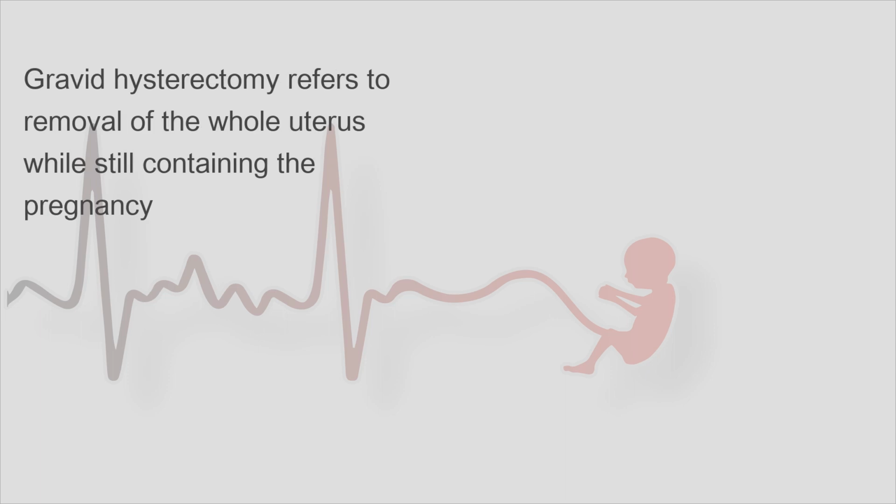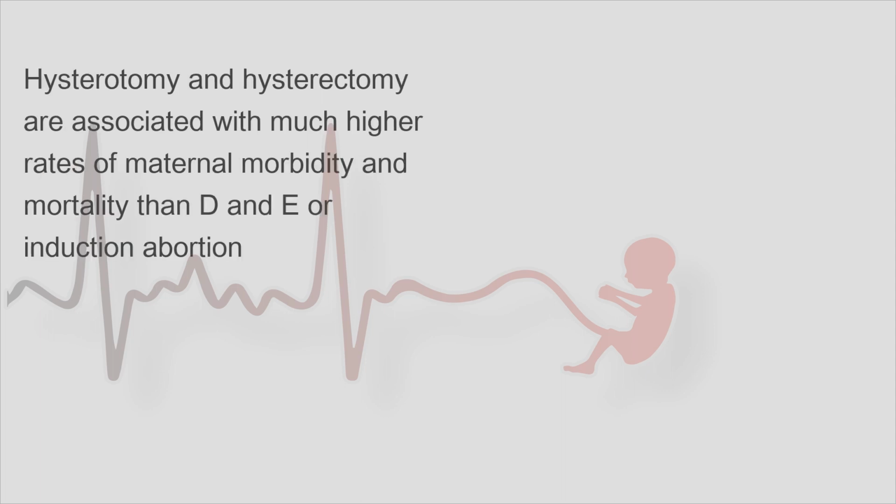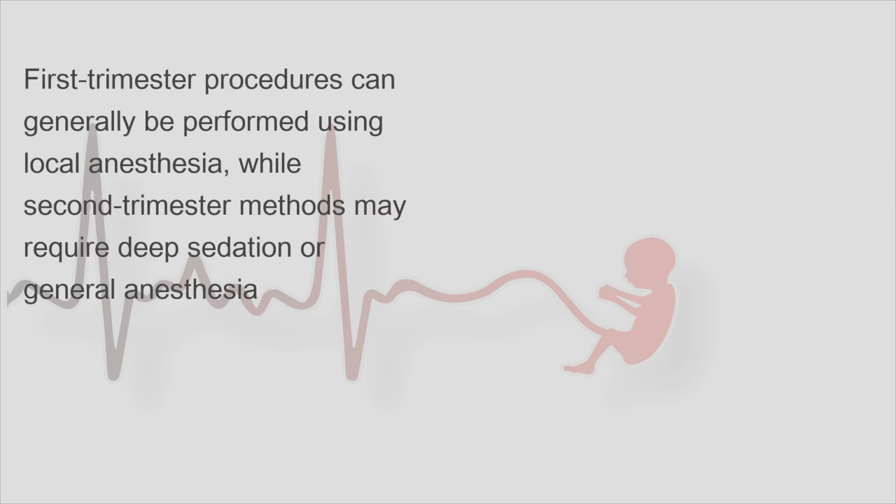Gravid hysterectomy refers to removal of the whole uterus while still containing the pregnancy. Hysterotomy and hysterectomy are associated with much higher rates of maternal morbidity and mortality than D&E or induction abortion. First trimester procedures can generally be performed using local anesthesia, while second trimester methods may require deep sedation or general anesthesia.